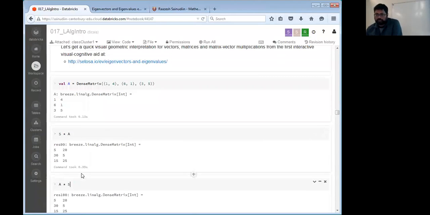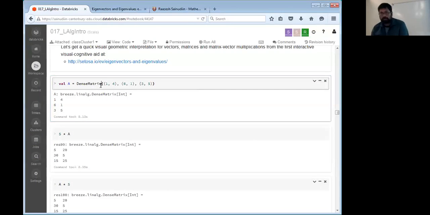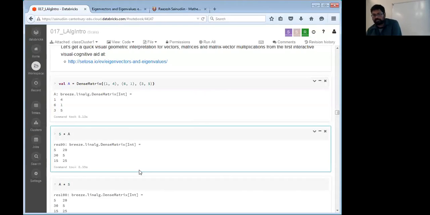So if you don't want ints and you want double, all you have to do is put double here, right? Then you'll be just in double land, and it's good to stay in double land if that's what you want.